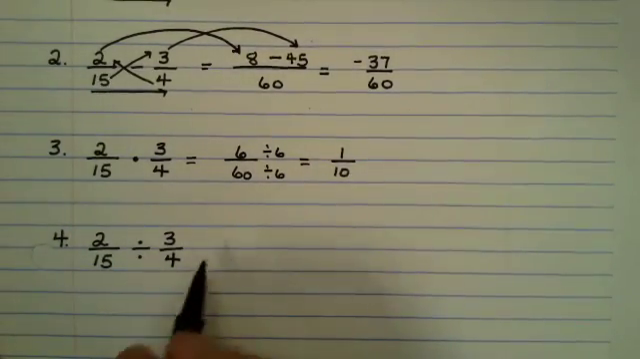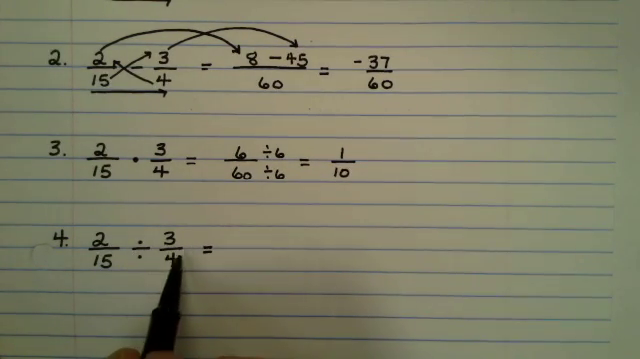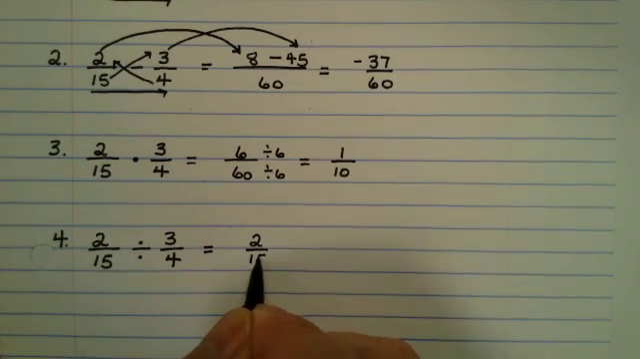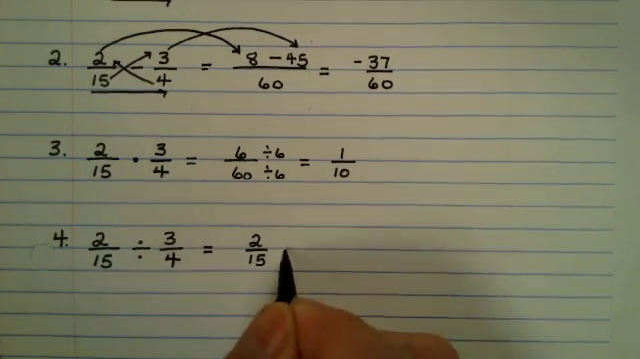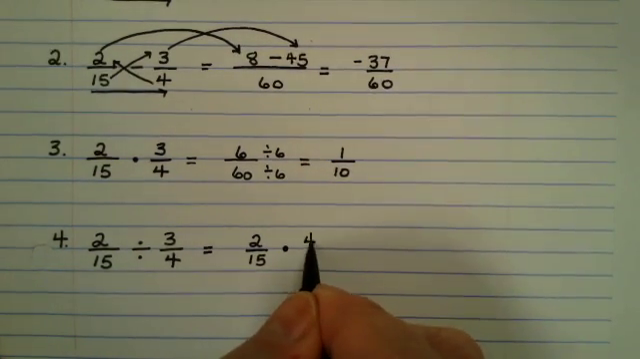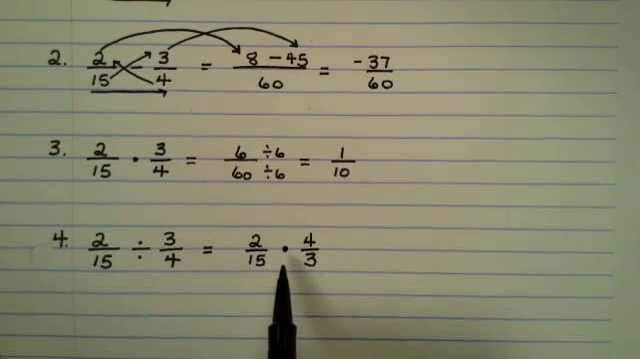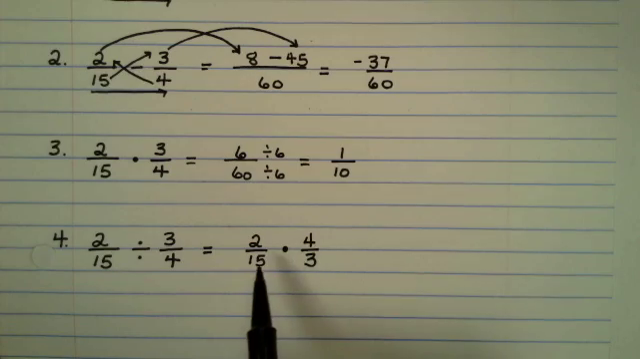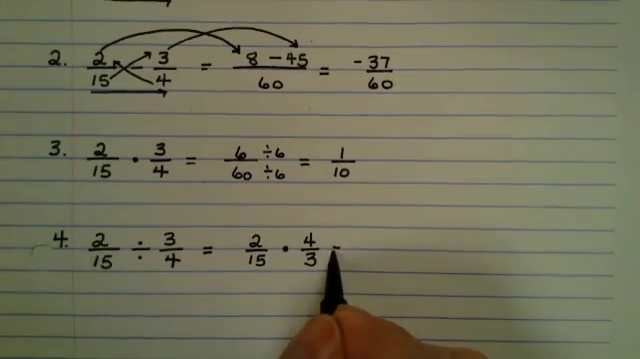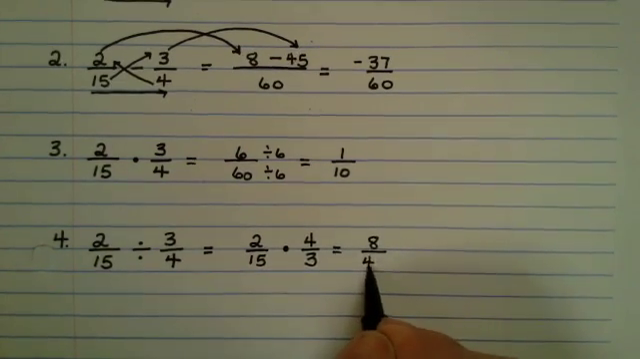When you divide, you have to change this one and flip this one. So the first one stays the same. You change this division into a multiplication symbol. You flip the second one, take the reciprocal, and now it's a multiplication problem where you have to multiply the top numbers together, multiply the bottom numbers together. 2 times 4 is 8. 15 times 3 is 45.